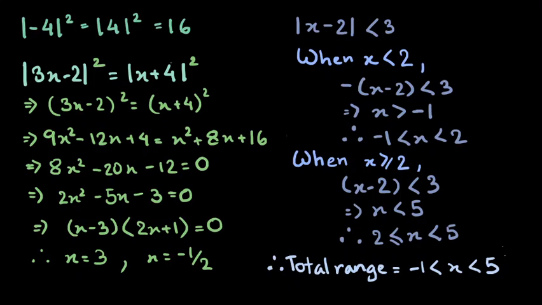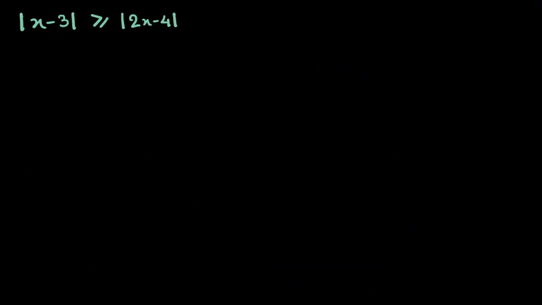Now we consider the case where in an inequality you have modulus expressions on both sides. We have the modulus of x minus 3 greater than or equal to the modulus of 2x minus 4. Trying to solve this, we have to do the same thing. We have to consider the boundaries, the ranges which cause the expressions to go positive or negative.